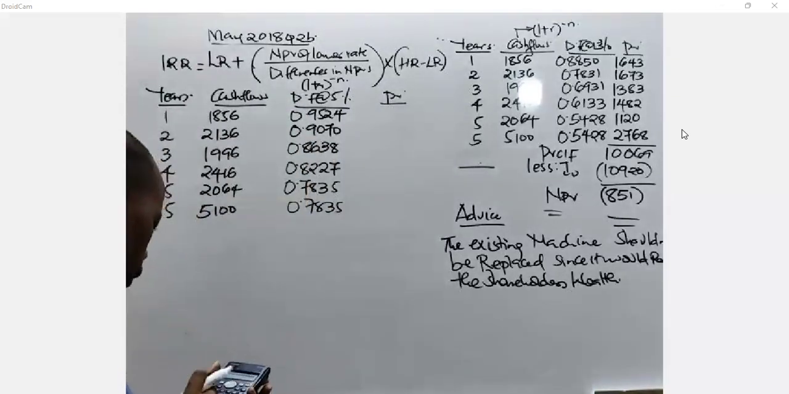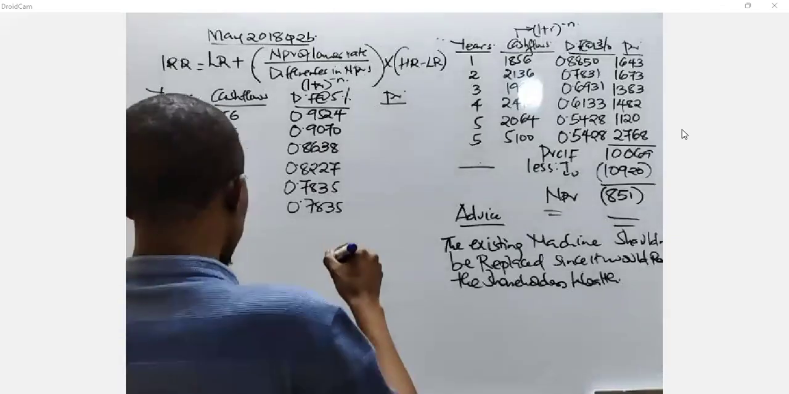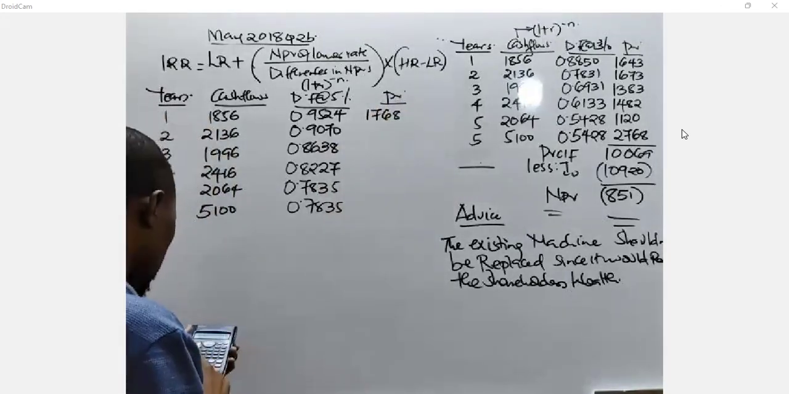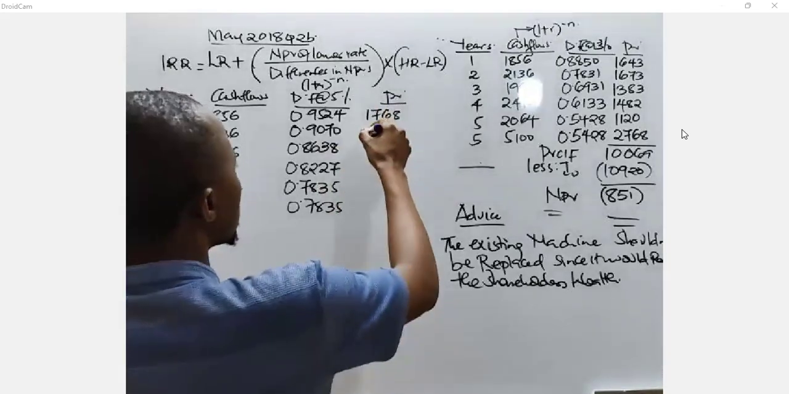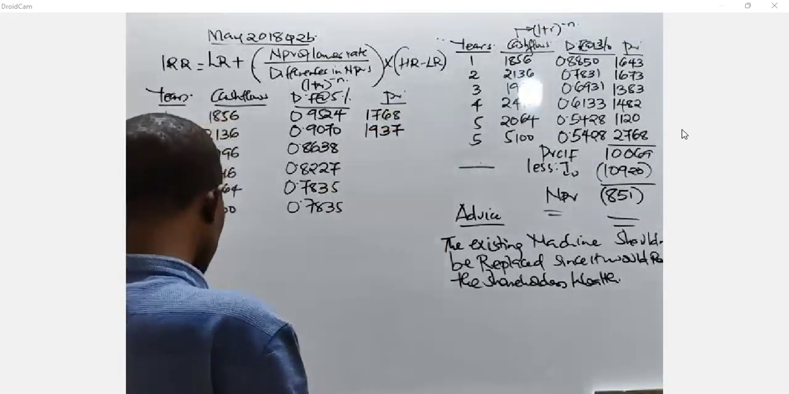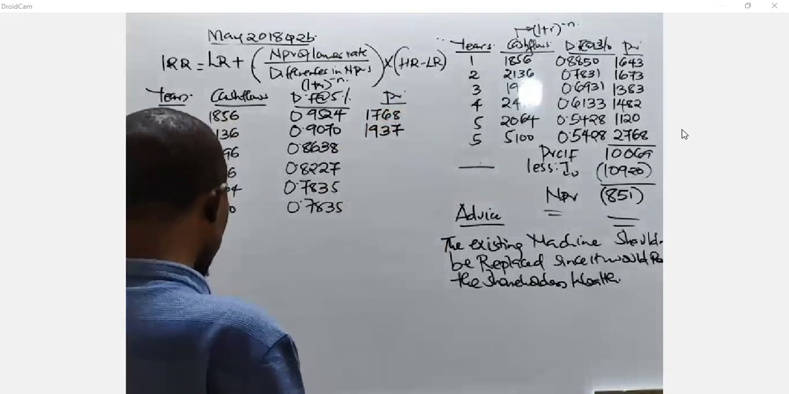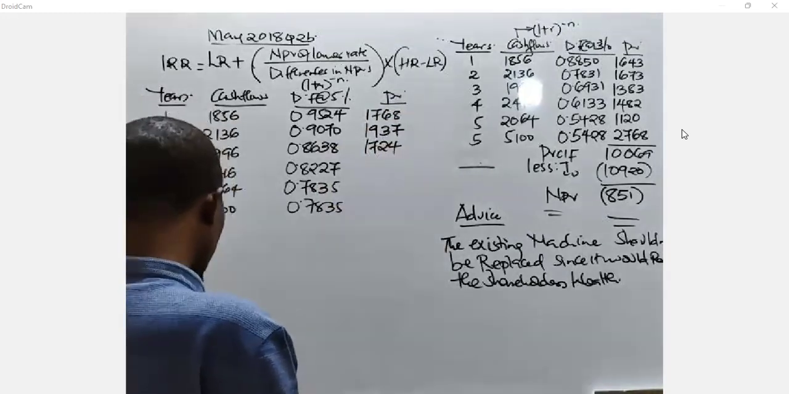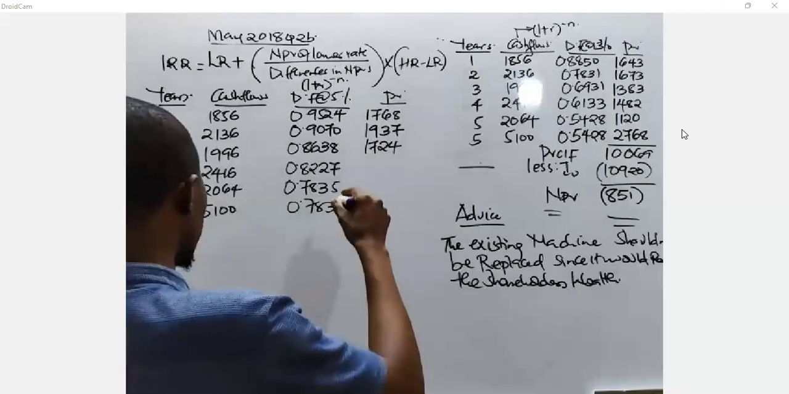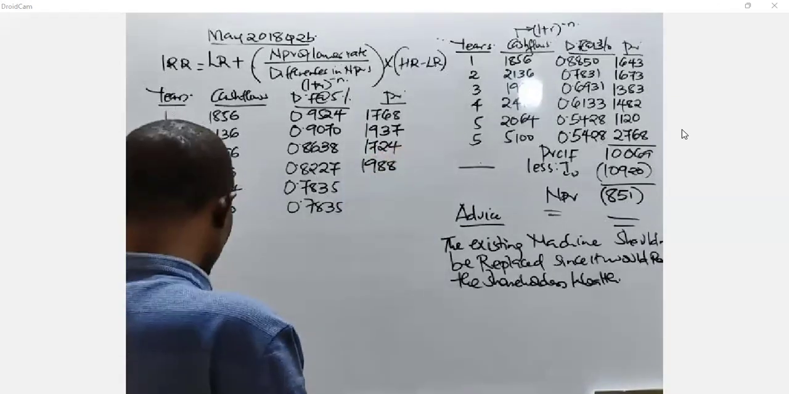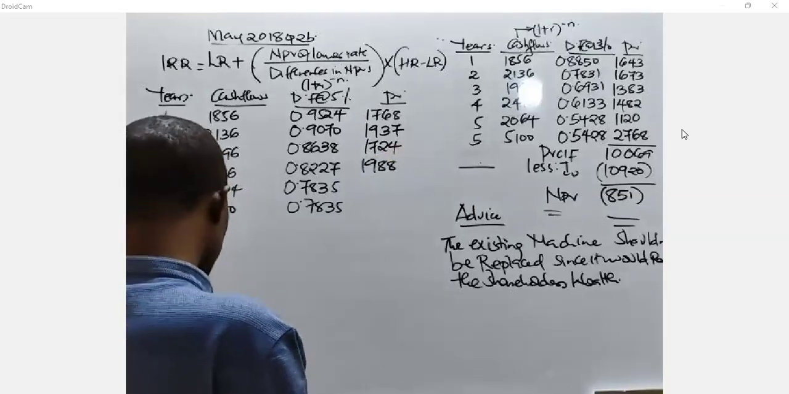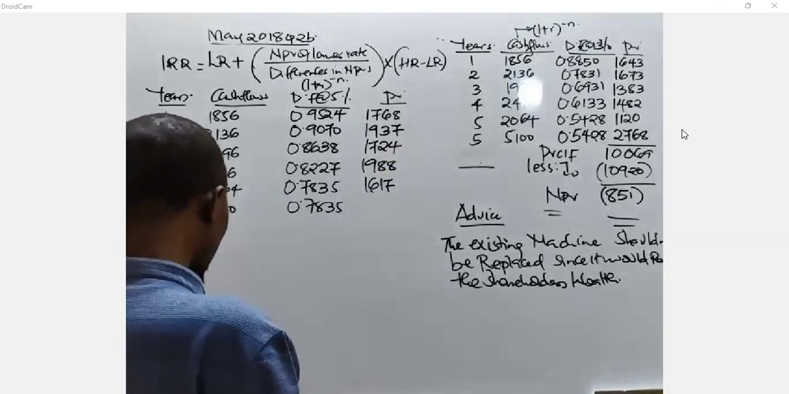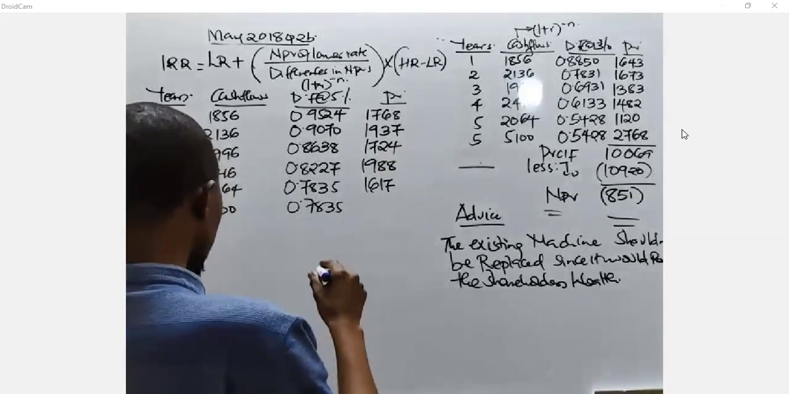1856 we multiply by 0.9524, getting 1768. 0.9070 we multiply by 2136, getting 1937. 0.8638 multiplied by 1996, getting 1724. 2416 times 0.8227, getting 1988. 0.7835, we multiply it by 2064, getting 1617. 0.7835, we multiply by 5100, getting 3996.